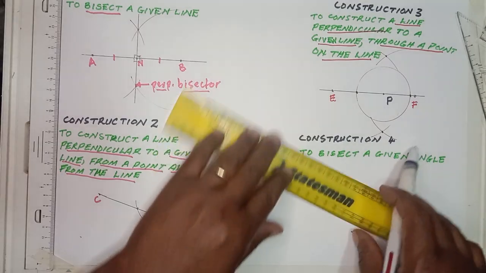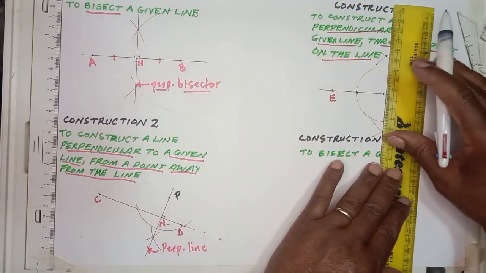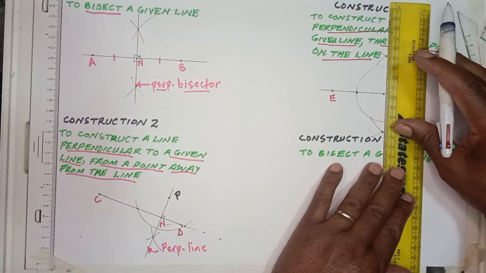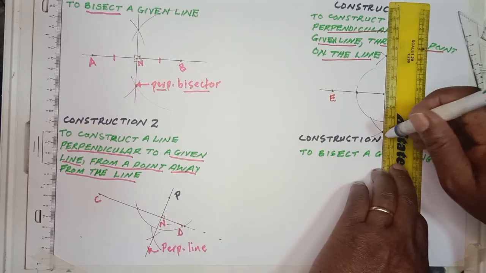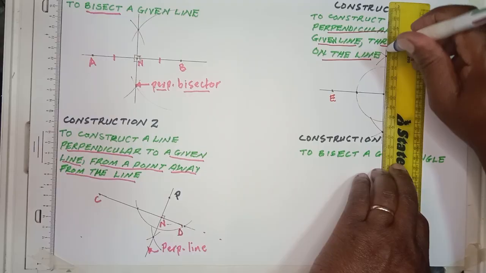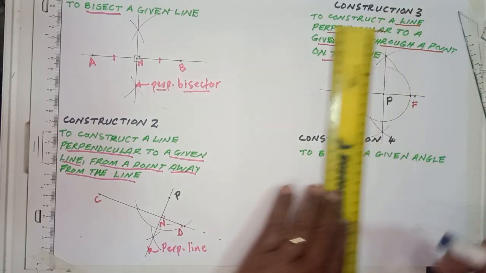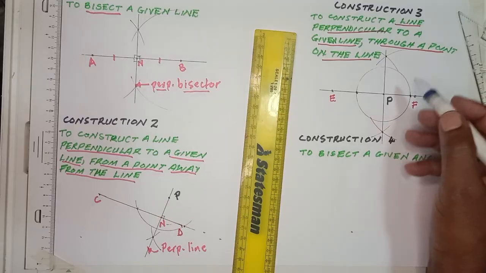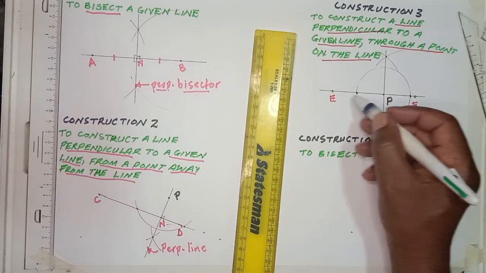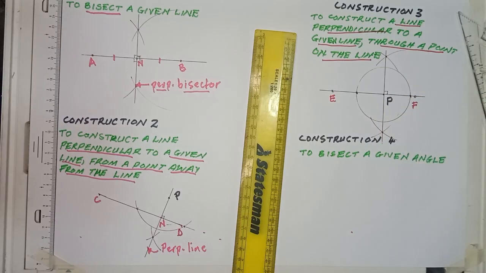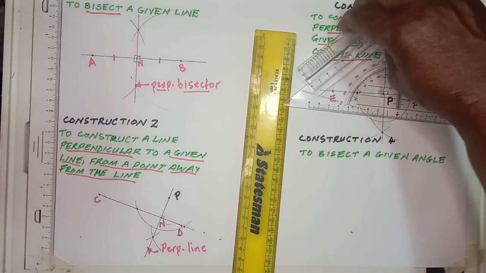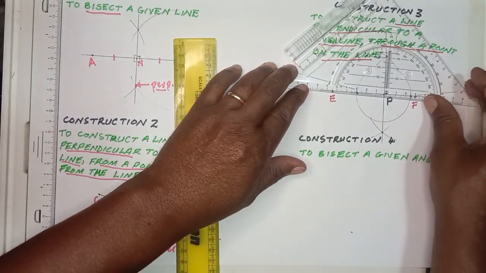So through those crossing points, we draw a straight line. That line will definitely pass through point P. So this line is perpendicular to line EF. This angle here is 90 degrees. We can confirm it by checking with a protractor.